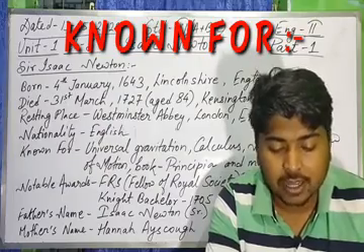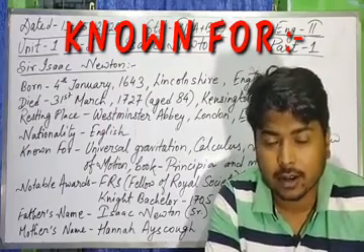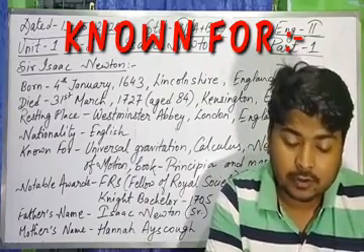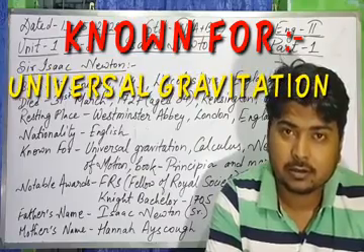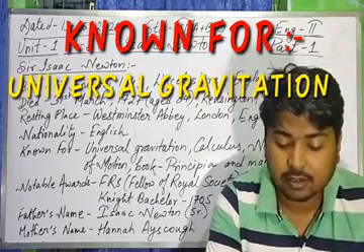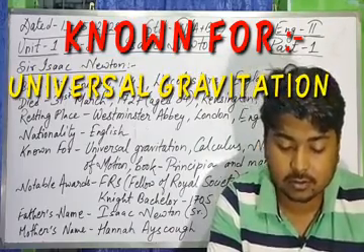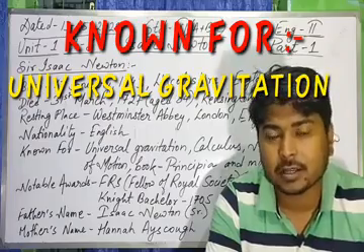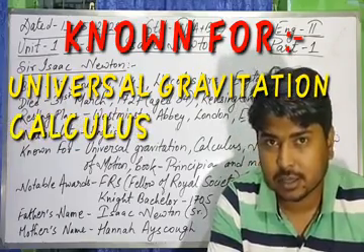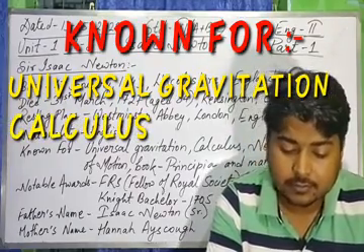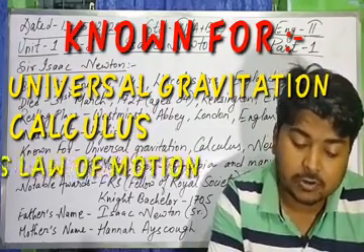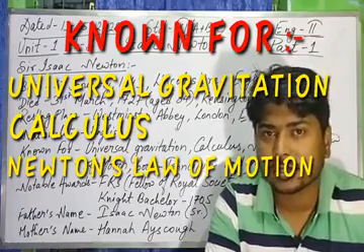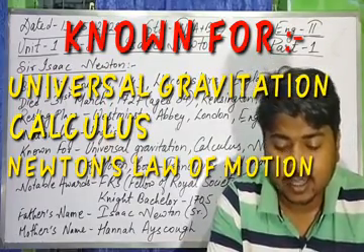So what he did, and why we know him: he worked on universal gravitation. He discovered universal gravitation, that is the gravitational force. He also discovered a special way of calculation, that is calculus, in mathematics. He is also known for Newton's laws of motion. There are 3 laws of motion, sir: Newton's first law, second law, and third law of motion.